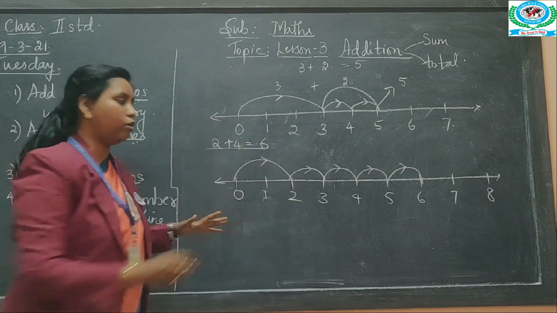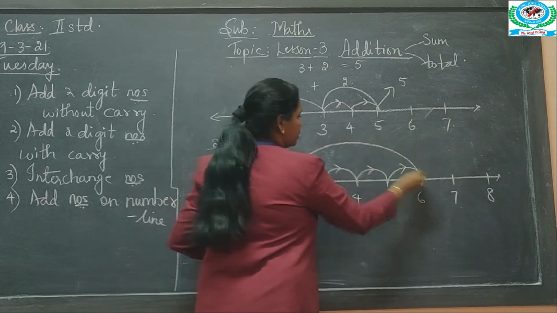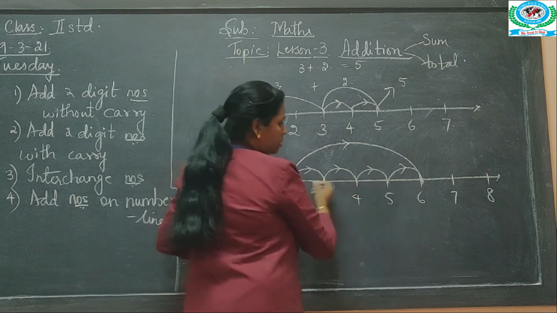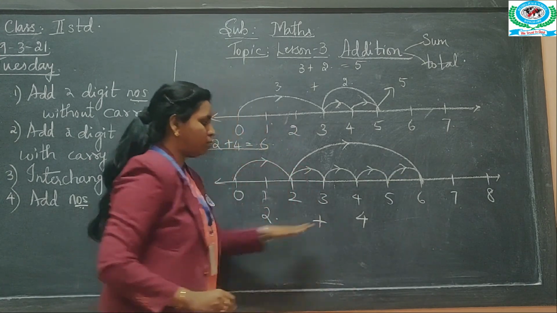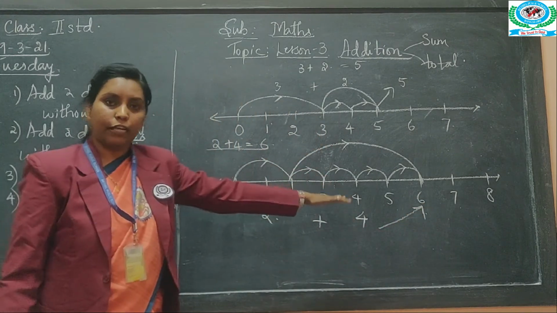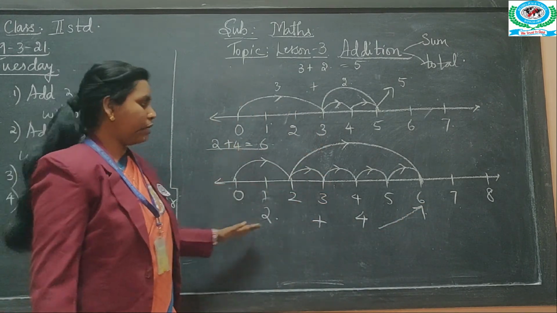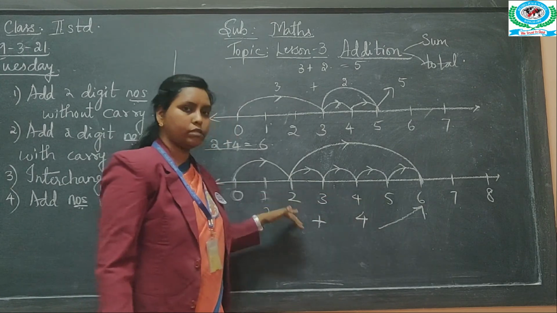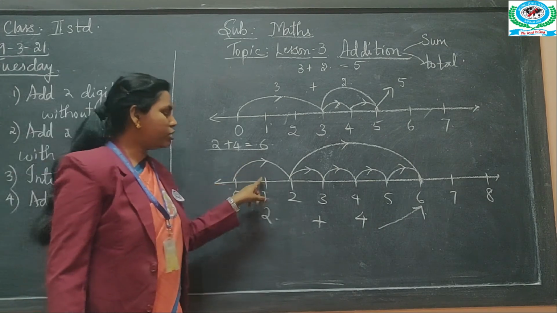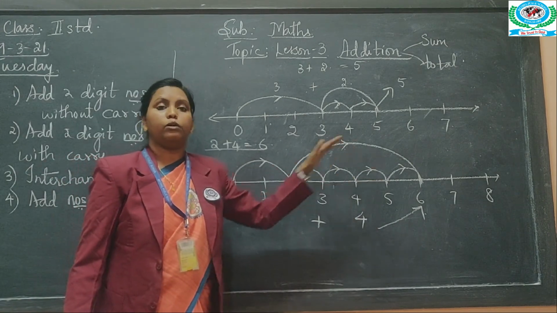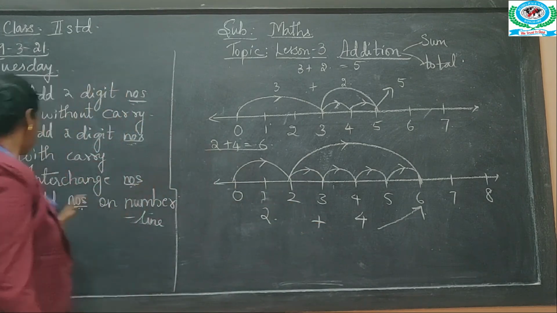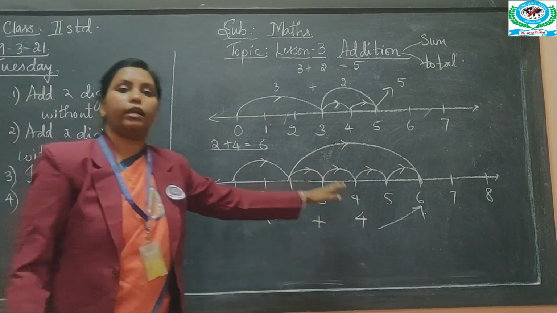What is the sum of the jumps? It is jumping from here to here. This is now 2 and this is 4 jumps, so 2 plus 4, we are getting 6. The last end point of the jump is 6. Likewise, if you take 1 jump here and 3 jumps here, you will get 1 plus 3 at 4. So this was adding numbers on the number line.